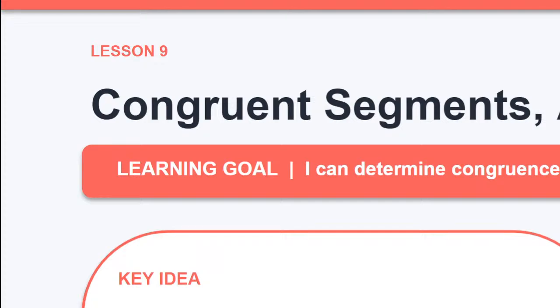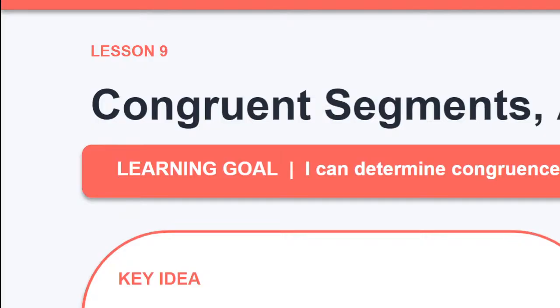Okay, this is lesson 9: congruent segments, angles, and polygons. Learning goal: I can determine congruence using length, angle measure, size, and shape. Key idea: congruent segments have equal length. Congruent angles have equal measures. Congruent polygons have the same shape and size.